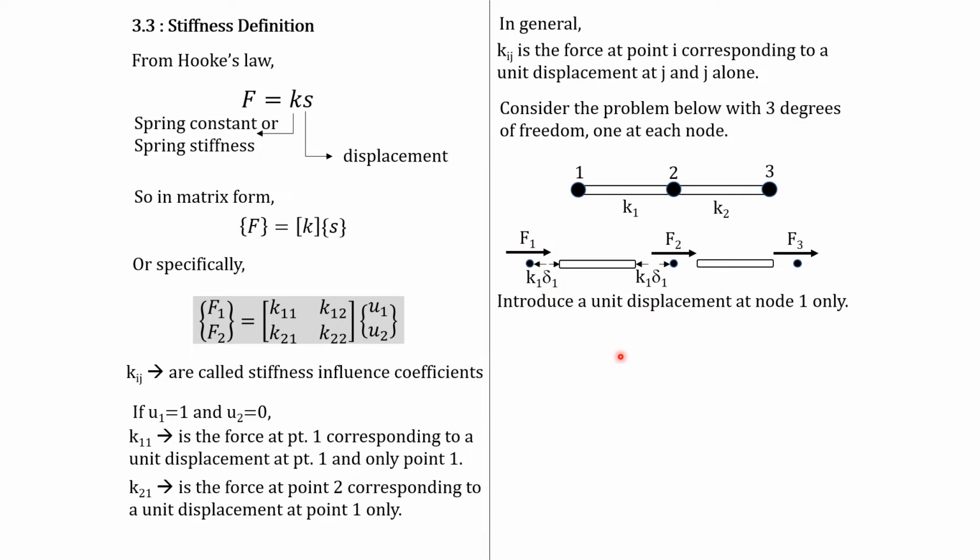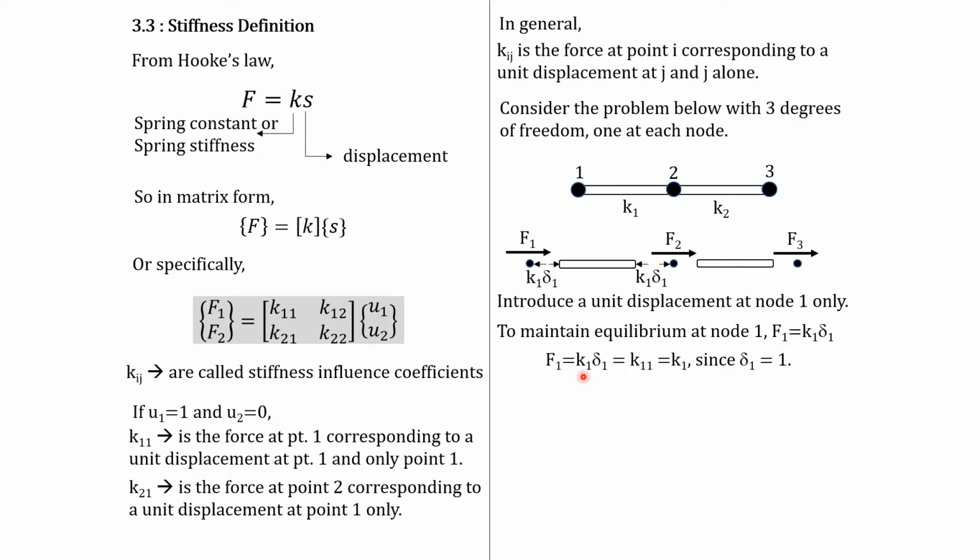Because delta 1 is equal to 1, F1 equals K1, and K1 is actually K11. So to maintain equilibrium at node 1, F1 to the right equals K1 delta 1 to the left, and because delta 1 is equal to 1, F1 equals K1, and actually K1 is equal to K11 because that's the force at node 1 corresponding to a unit displacement at node 1 or point 1.